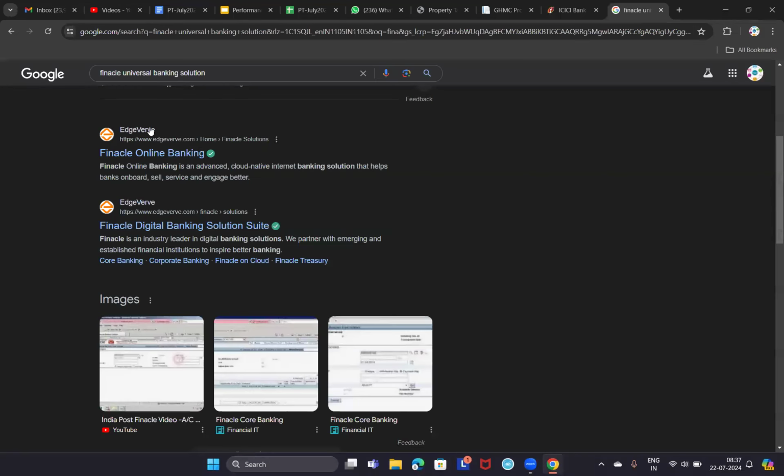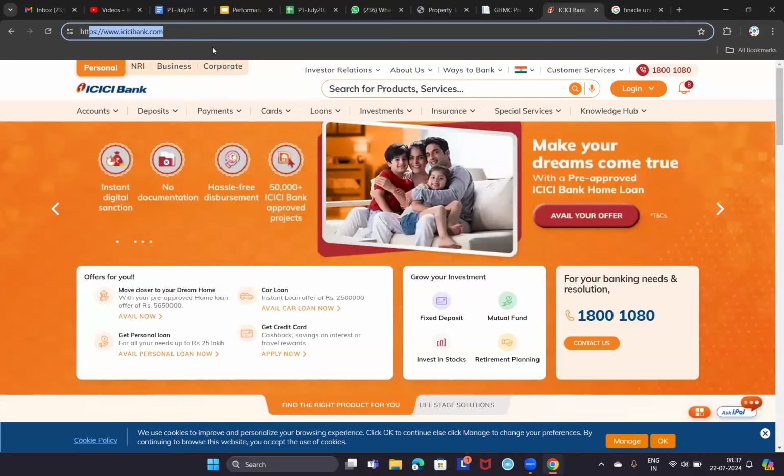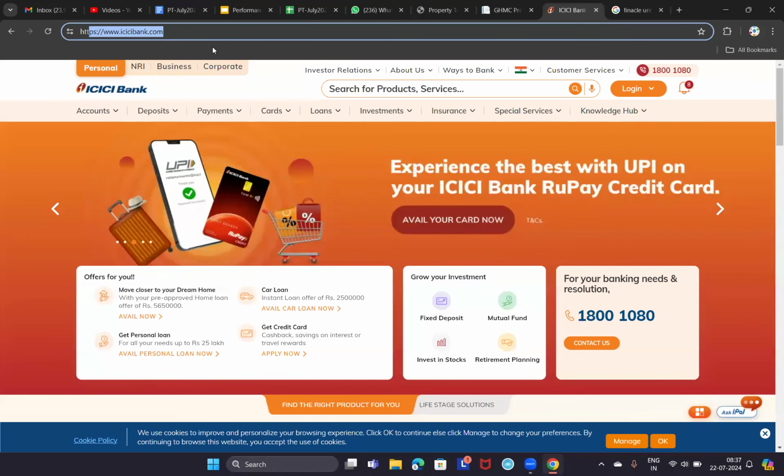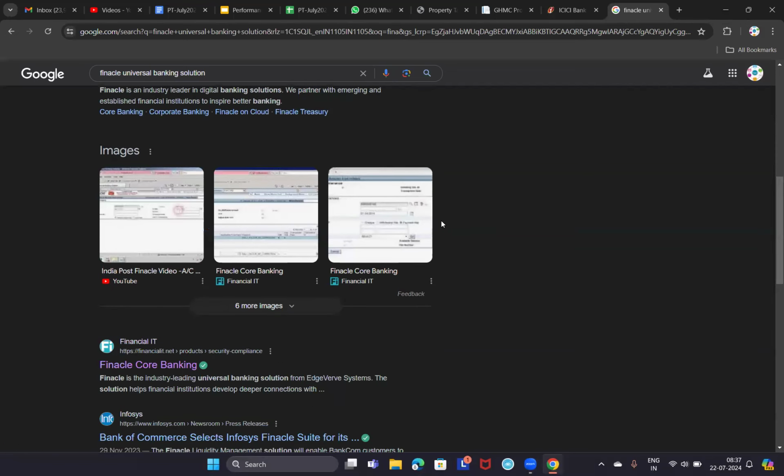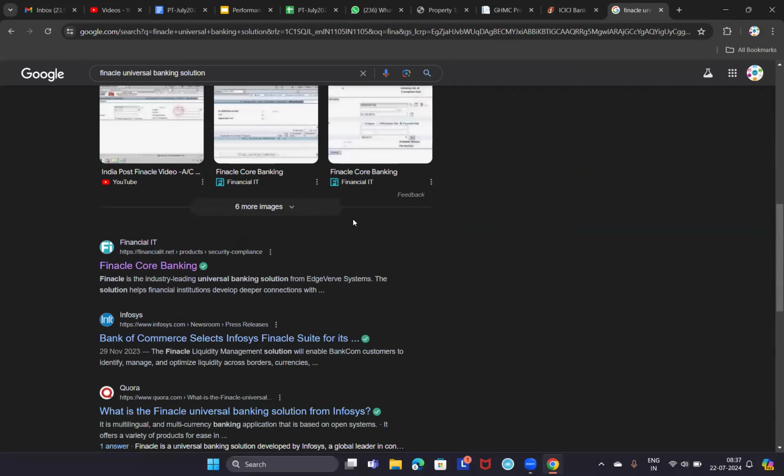Bank employees will not use a net banking application like us. You take any bank, bank employees do not use a net banking web application like this. They will be using a core banking application called Finacle, because it needs to have a lot of features, isn't it? It will be quite different from our net banking. This is the industry leading universal banking solution by Edgeverve Systems. Edgeverve is the subsidiary of Infosys.